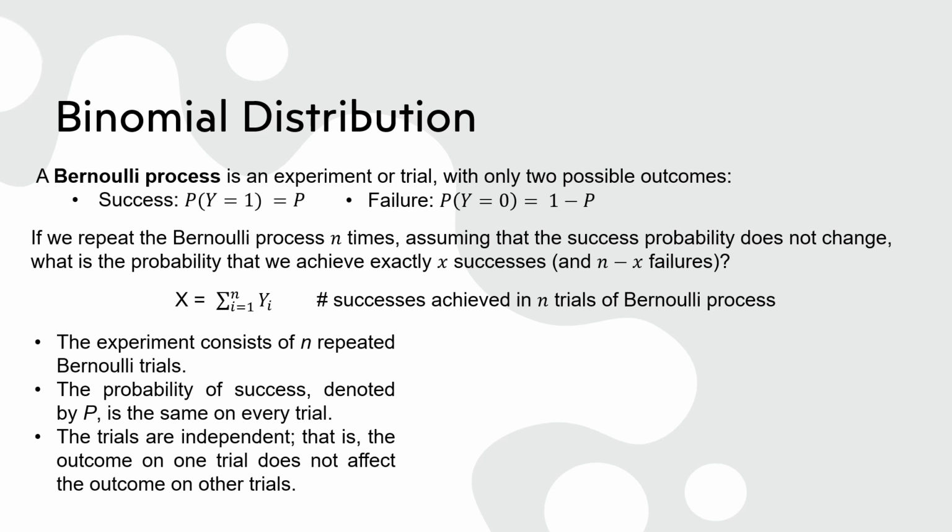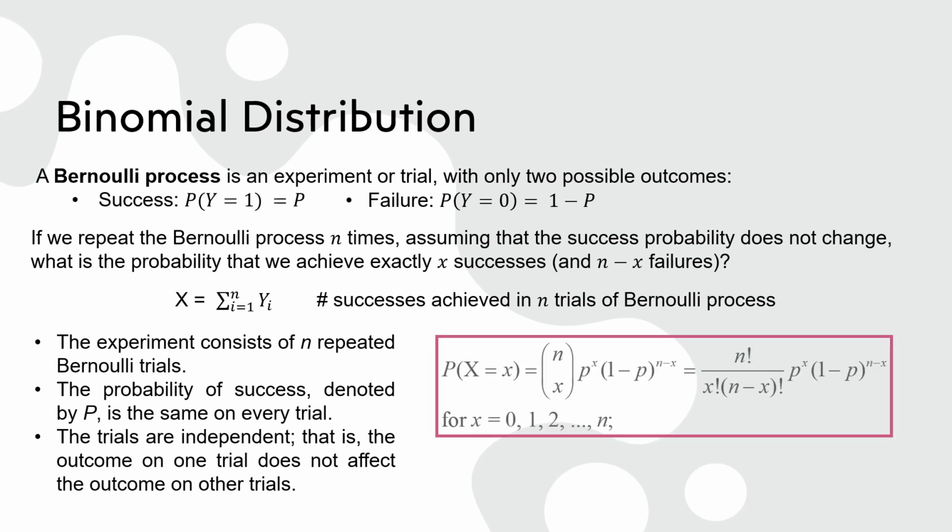We can calculate the probability of observing exactly x successes and, as a result, n minus x failures, where each trial is independent, meaning the outcome of one trial does not affect the outcome of any other trial. The probability of observing exactly x successes in n Bernoulli trials is given by the binomial probability mass function, which is the combination of x successes out of n trials, multiplied by the probability of success to the power of x, multiplied by the probability of failure to the power of n minus x.